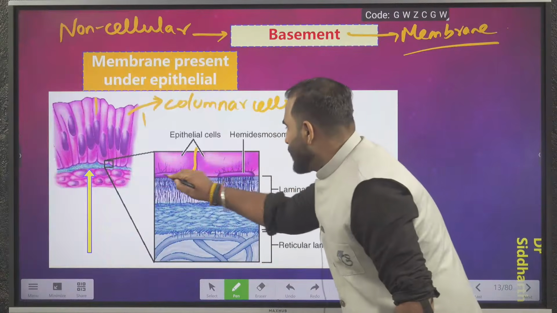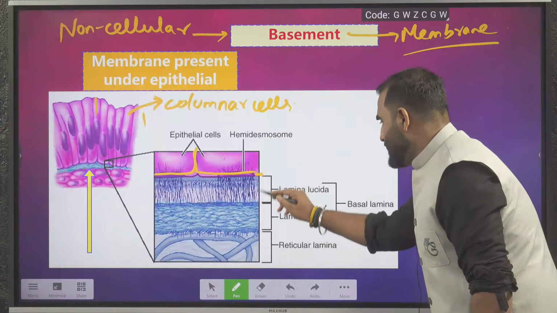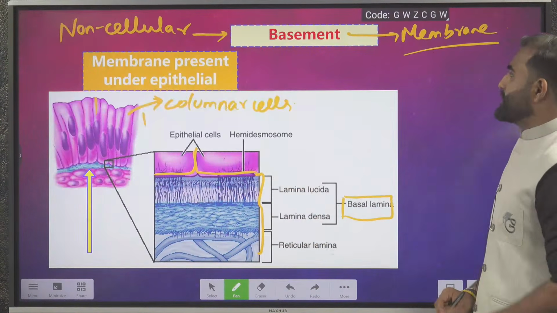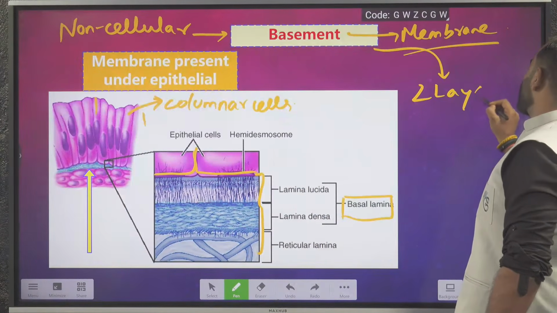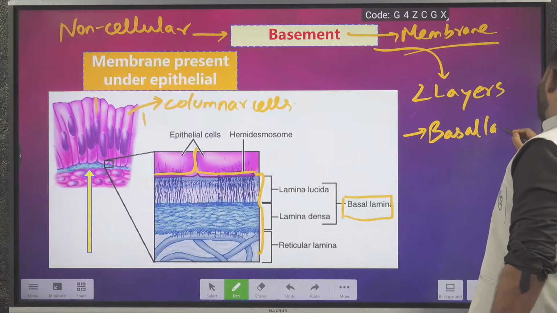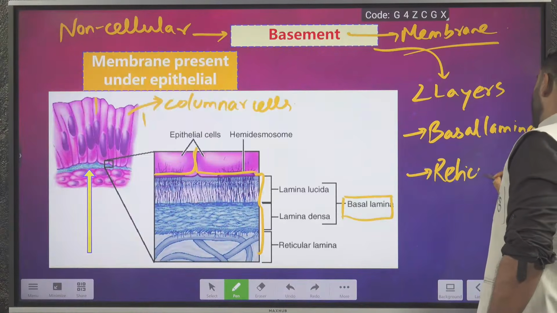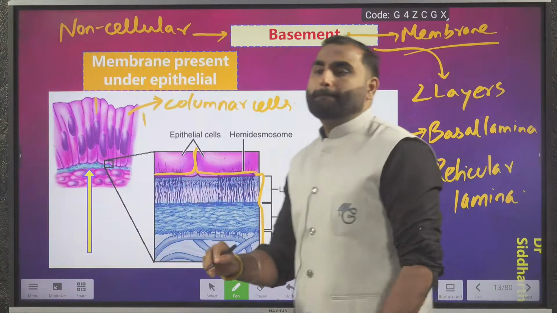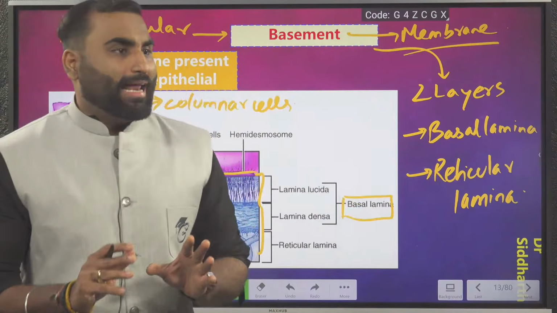Now this is the columnar cell we said, and here is the basal lamina. Are we clear? Two layers, we will say. The basement membrane is made up of two layers. The first layer is the basal lamina and the second layer is the reticular lamina. Two layers are there: basal lamina and reticular lamina.